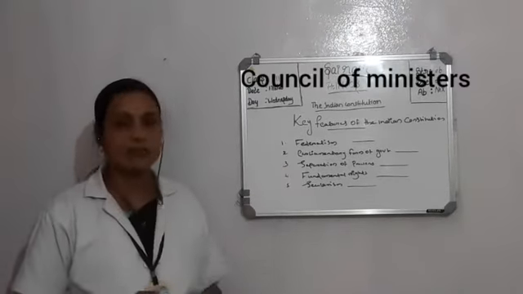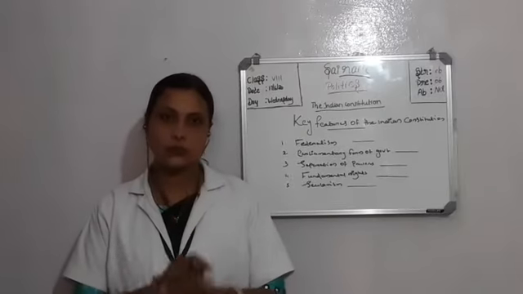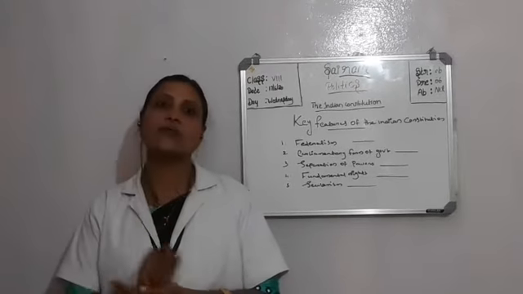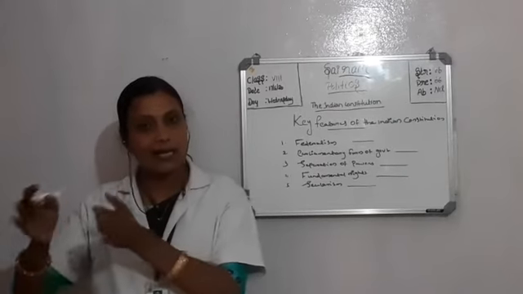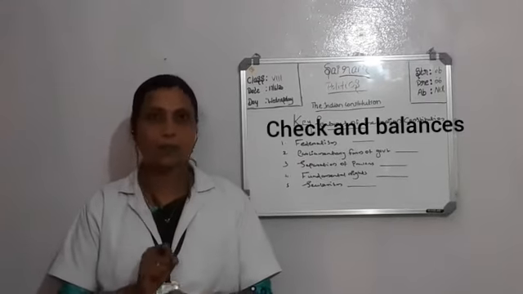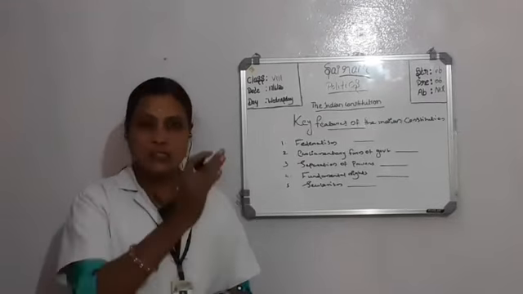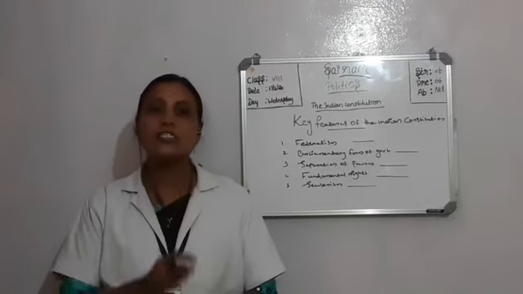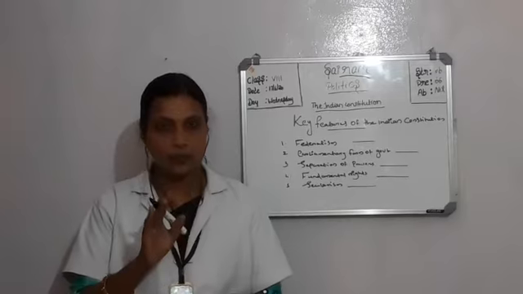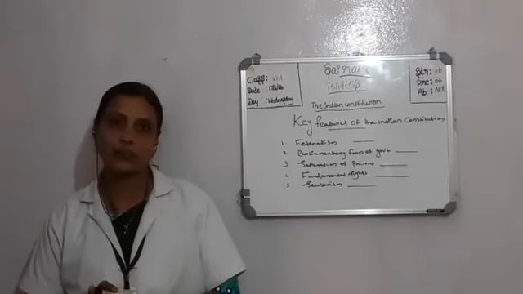Separation of powers means that, according to the Indian Constitution, there are three organs of government: legislature, executive, and judiciary. Each organ checks and balances the work of the others. For example, the legislature can check and balance the work of the executive, and the judiciary can check and balance the work of the executive. So separation of powers is also one of the important features of the Indian Constitution.